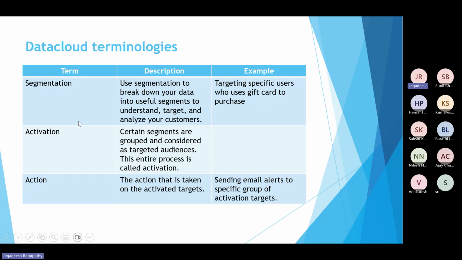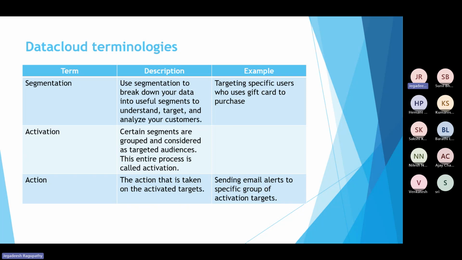Activation. The term activation means the process of grouping the particular segment. For example, as I said earlier, we can segment the North America customers and then consider them as a targeted audience. This process is called activation, so that we can use them to create any actions on them. Action means we can send new offers as email, like that.